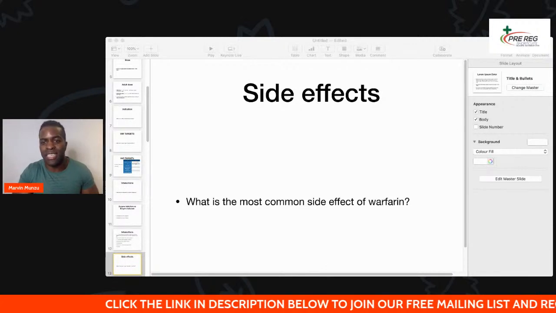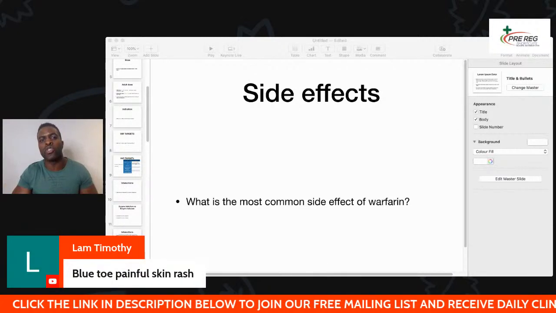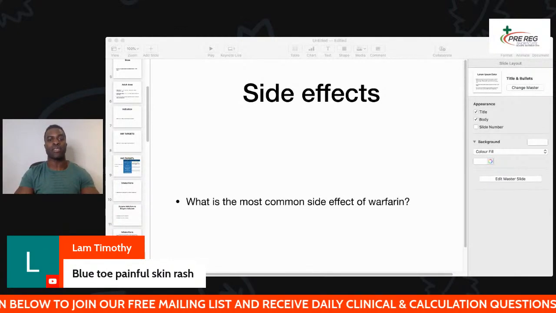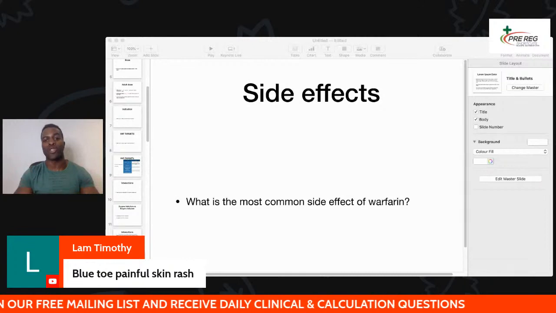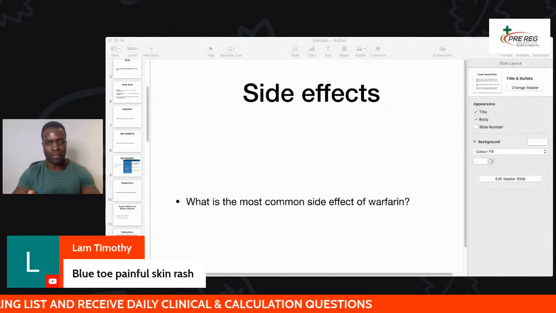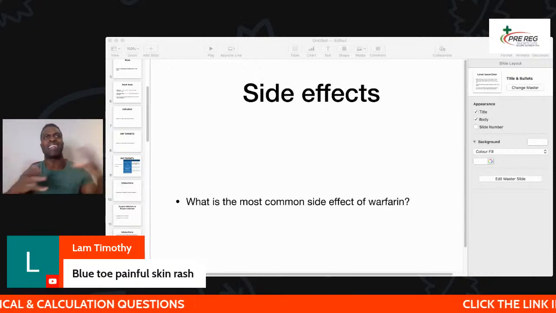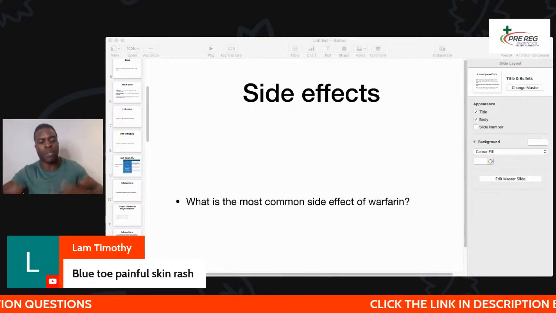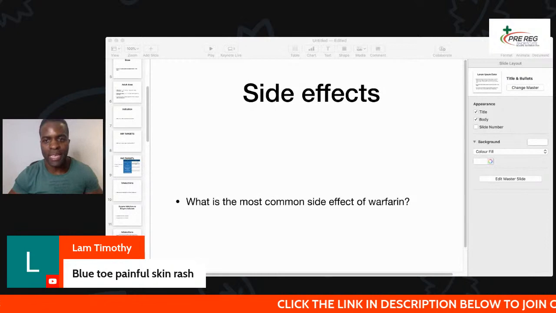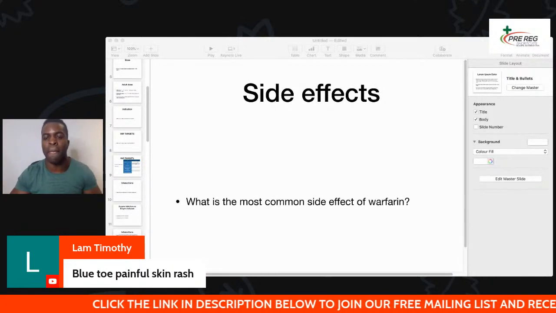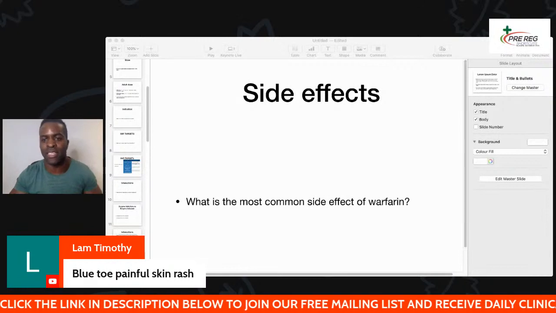Lamb Timothy says blue painful skin rash. That's not a very common one, but it's correct. Lamb Timothy Long is always correct, by the way, people, let's remember that. Blue toe and skin rash, what we call calciphylaxis, especially in people who have got renal problems. It's one of them, and that can come up in your exam. Blue toe especially makes it stand out, but that's correct.